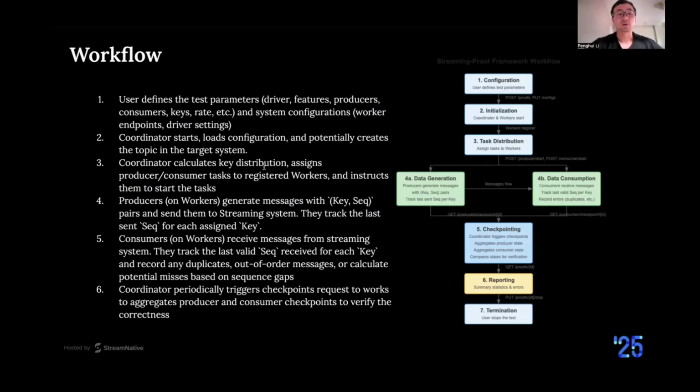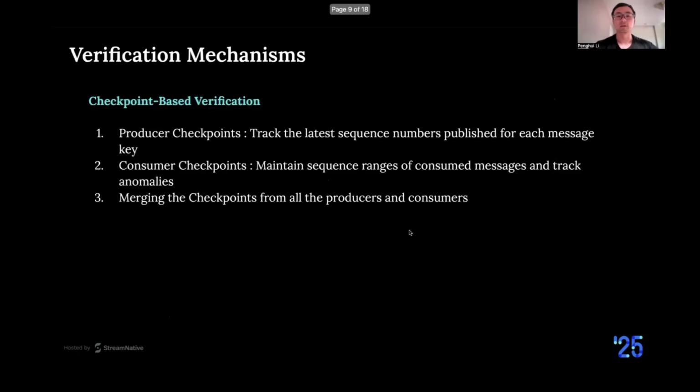But finally, a coordinator will view all the snapshots and decide if there is any data loss or something. The coordinator will periodically trigger the checkpoint request to the workers and aggregate the producer and consumer states to verify the correctness. Yeah, this is the workflow for verifying the correctness of this messaging system. So for the verification mechanism, it's actually a checkpoint-based verification.